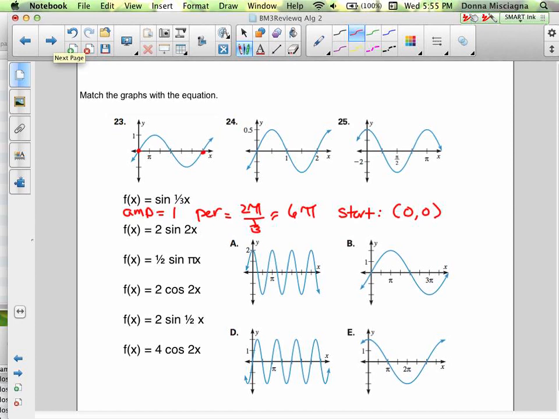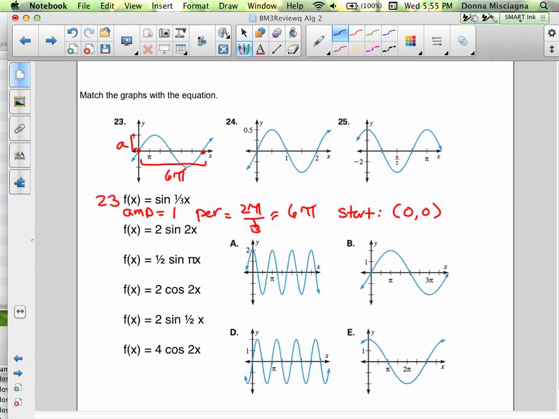The amplitude is indeed 1. So this would be the graph, and here's the amplitude. That's an amplitude of 1. And this is our period. That's a period of 6 pi. And so the first one is 23. Let's look at the second one.